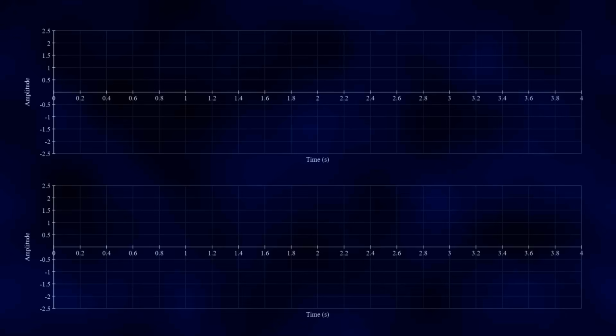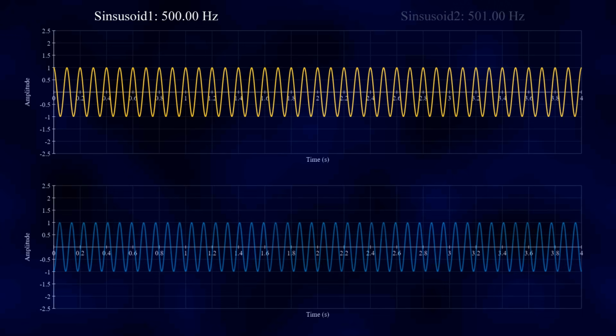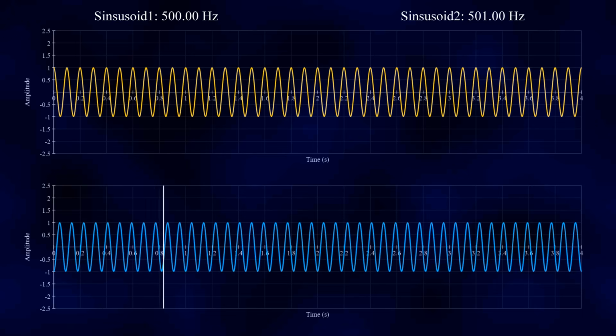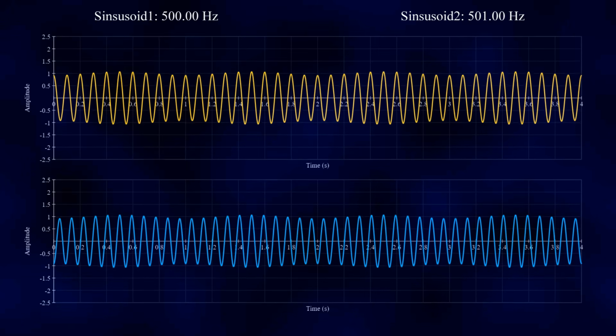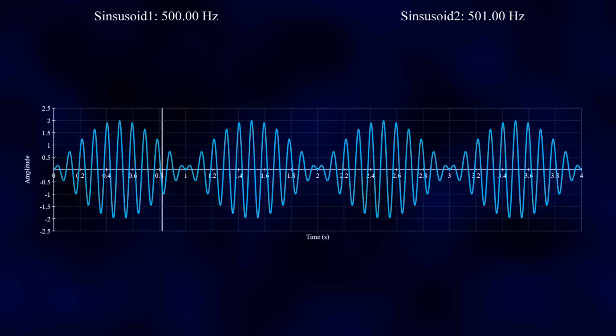Let's take a simple sinusoid with a frequency of 500 Hz, like this one. Now, let's take another sinusoid with a frequency of 501 Hz. You can't hear much difference in pitch, as our ears are not sensitive to such small changes in frequency. However, when I add the two sinusoids together, listen to what happens. They interfere with each other.